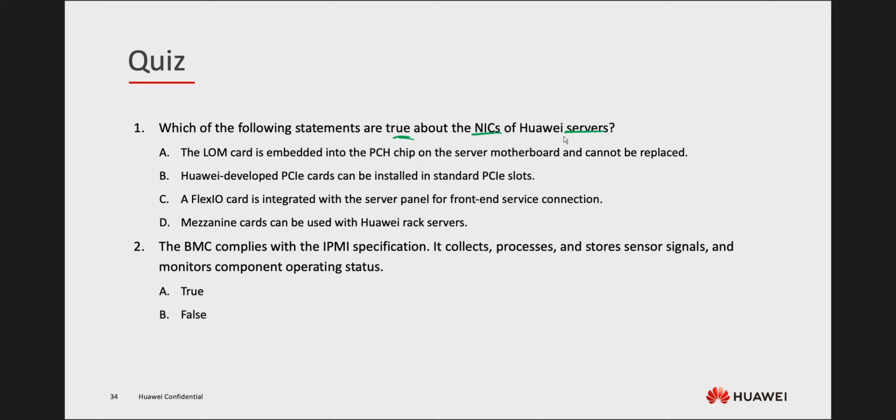And so the first one is the LOM card. Remember, that's the card that's embedded onto the CPU, and the chip on the server mount cannot be replaced. And that's true. Remember, that is embedded, so you cannot replace that. So that would be right. The next statement: Huawei developed PCI cards that can be installed in standard PCI slots. That's also true, because you saw earlier that they have these custom PCI cards which you can install in your normal PCI slots on the particular server. So that's true.